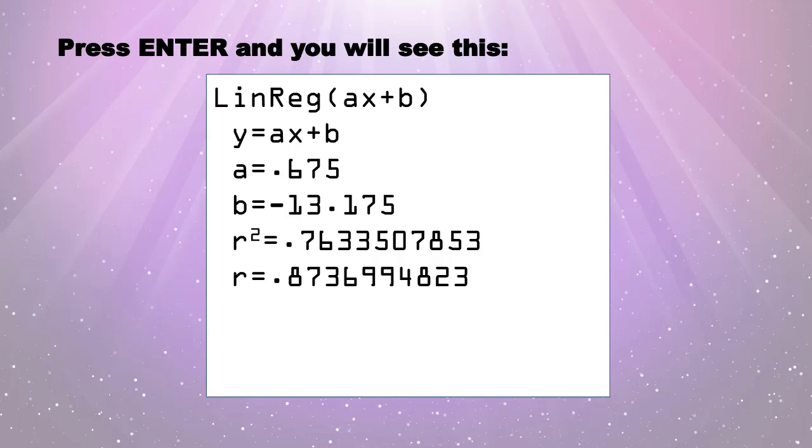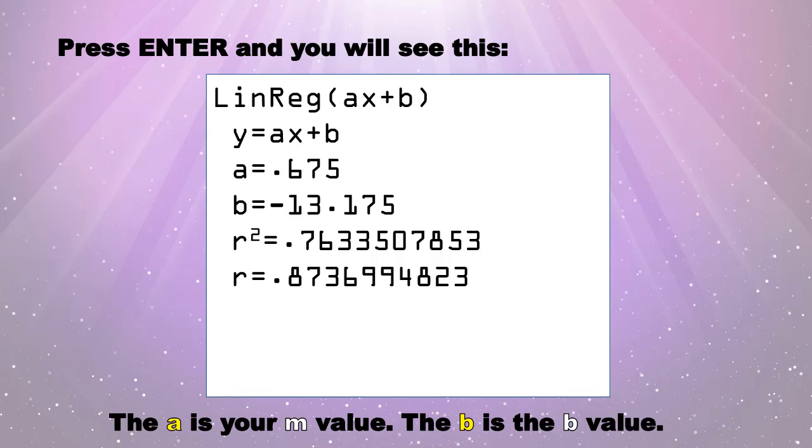So this is a strong positive correlation, right? We have a 0.87 correlation. And this is our regression line. See, the a is our m value, 0.675, and the b is our value for b from the equation, which is negative 13.175. So a is your m, and b is the b.